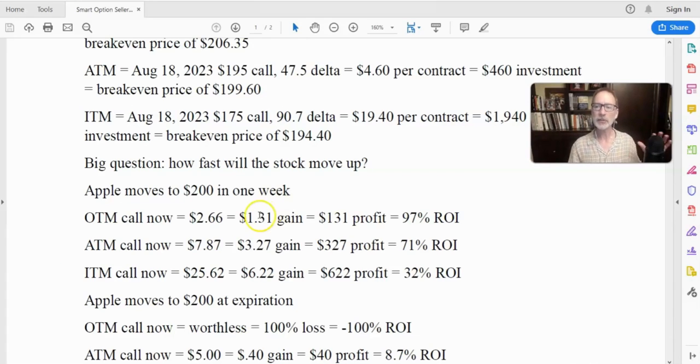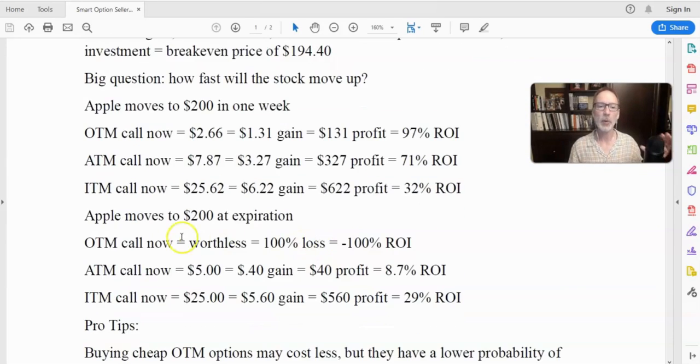Okay, now that just assumes that Apple moves up really quickly in 1 week's time. But let's see what happens when Apple moves to $200 and it takes all the way to expiration for it to get there, meaning it takes 29 days for Apple to get up to $200. Let's see what happens to each call option now.